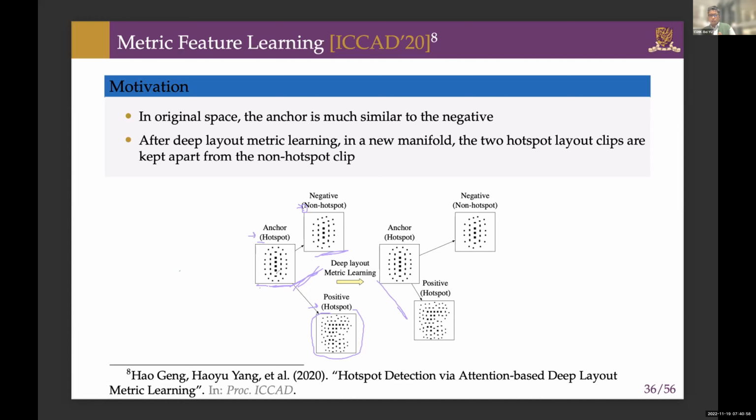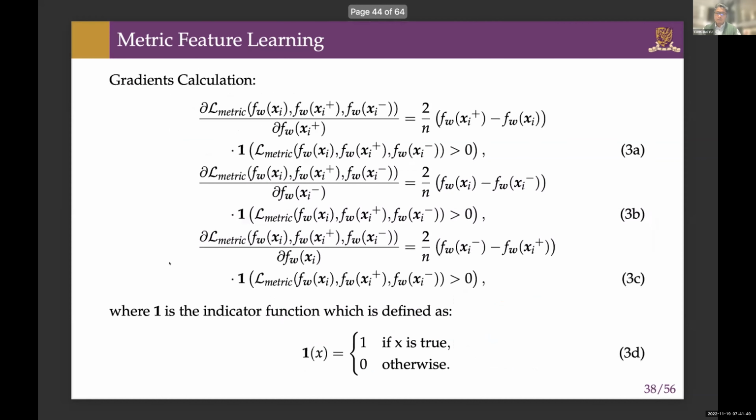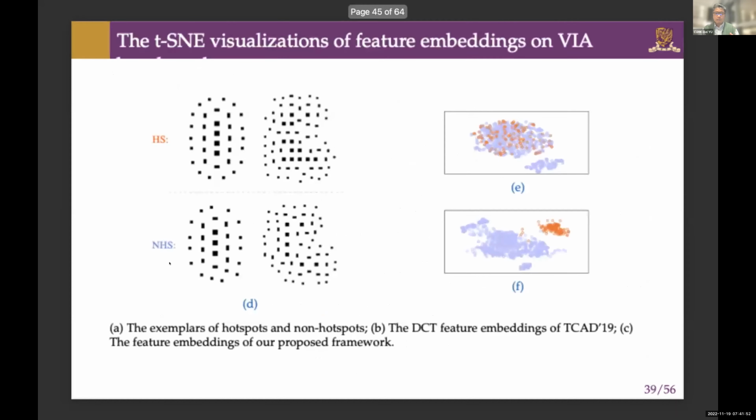Okay, so there are lots of ways to do this, and in 2020 we did something about metric feature learning. So we introduced a special loss function in the neural network. By this way, we can explicitly tell the neural network that some patterns, although they are very similar, should be put at some more distance. Okay, and if you are familiar with contrastive learning, you can see that some ideas from contrastive learning can be applied here to get better learning, and we can get a gradient for this part.